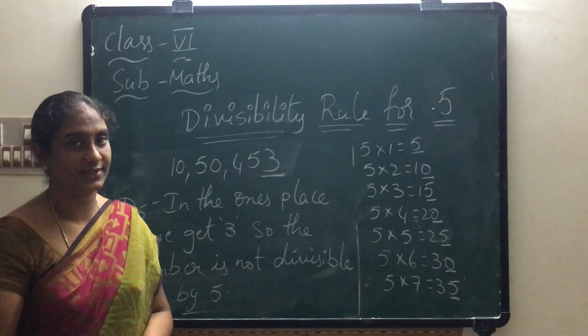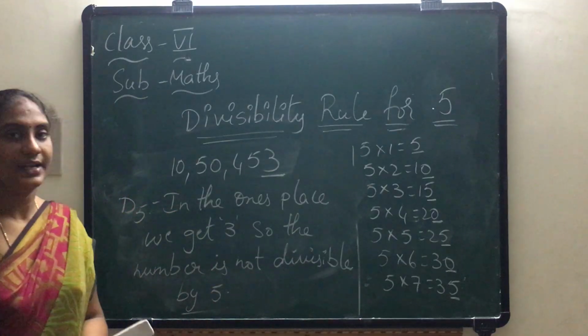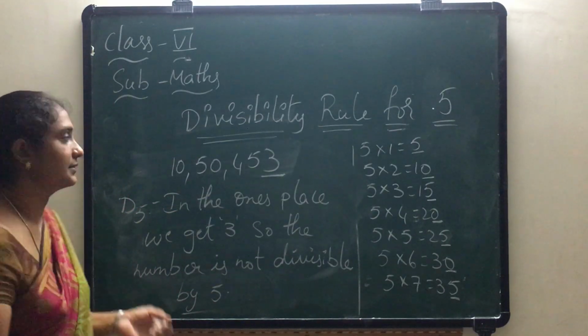I think, do you understand the 5 table? Okay, children. The next one is divisibility rule for 6.